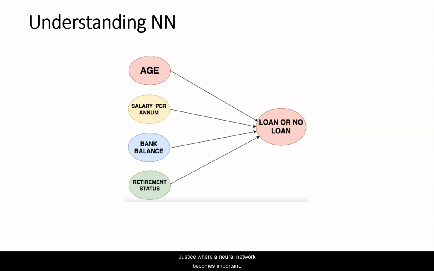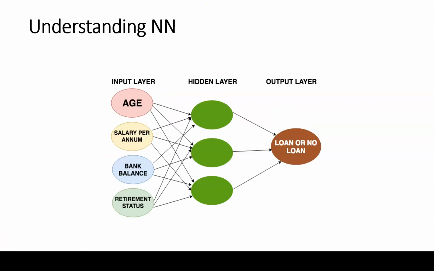This is where a neural network becomes important, because in a neural network we have hidden layers. And what are these hidden layers for? These hidden layers are to capture the interaction between these attributes. This figure shows the same problem but now designed using a neural network.